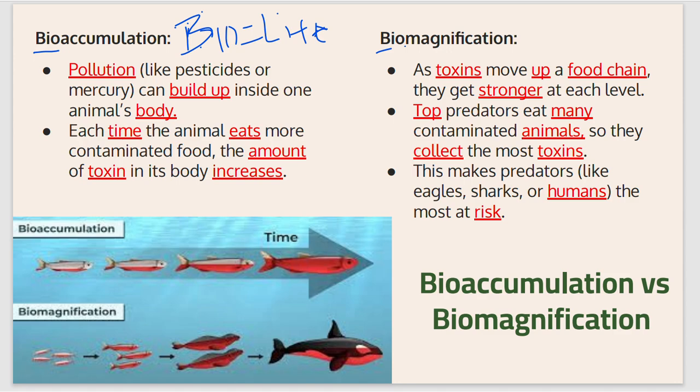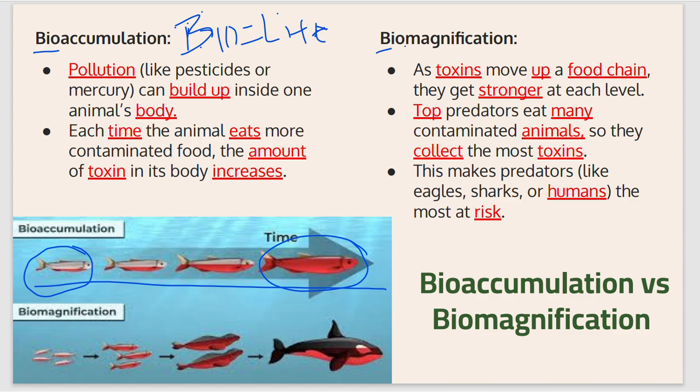So each time this organism eats more polluted and toxin-filled food, contaminated food, the amount of that toxin will increase in their body, as we can see in this picture here. First, they started off eating just a little bit, and as their life progressed and they got older and they continued that diet, that toxin built up and accumulated more within their life.